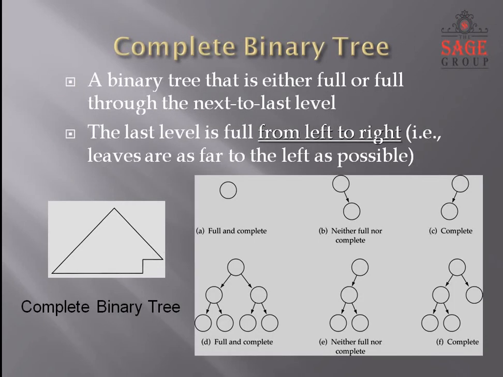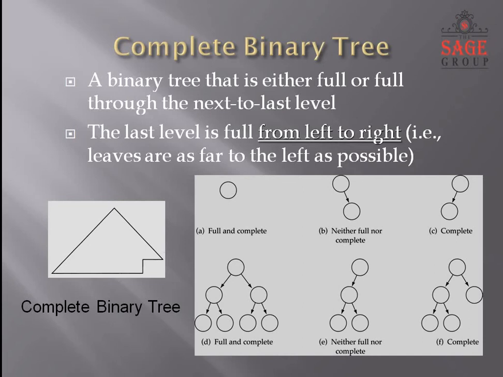So for a tree to be a complete binary tree, it has to be either full or full through the next to the last level. So here are some examples of full and complete binary trees. See, if I have a single node, it is full as well as complete. If I have 2 nodes, because the nodes have to be filled from left to right, I will say that this is neither a full nor a complete binary tree.